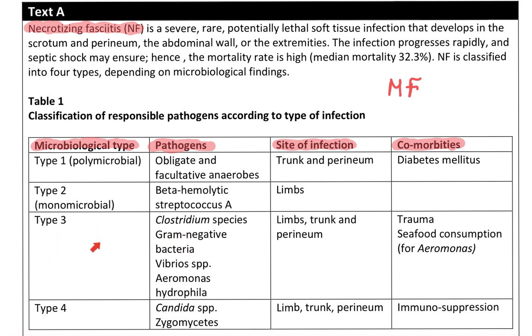You go here, no information. You move to this side, then the same place, you can see seafood consumption in brackets for Aeromonas. So that means a patient who has eaten seafood, okay, may be infected with Aeromonas.